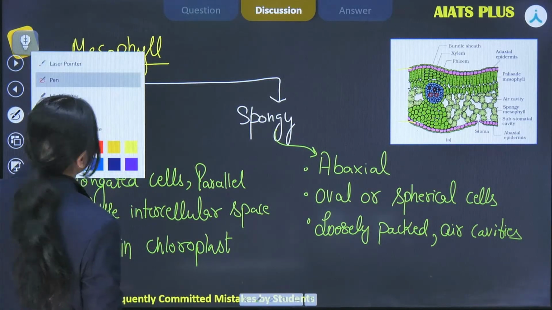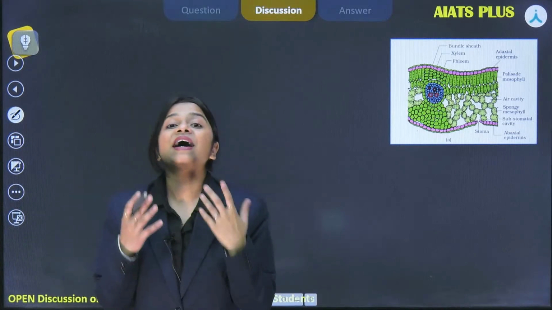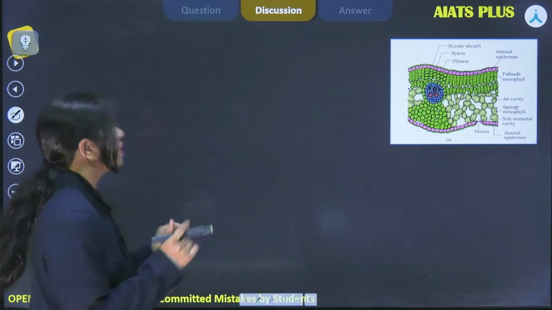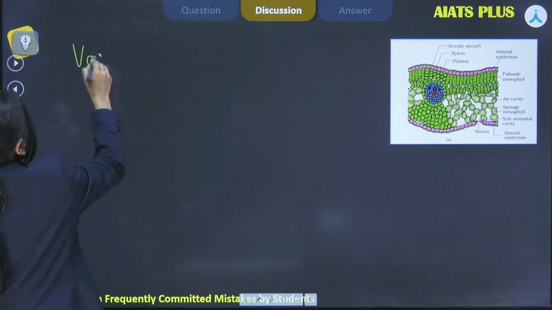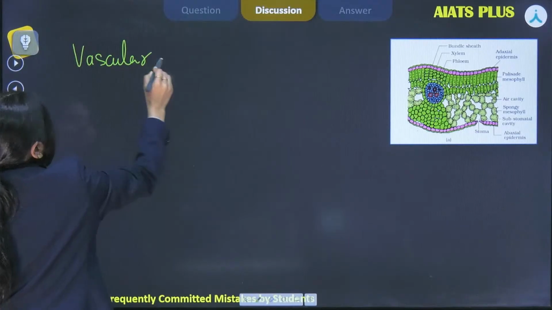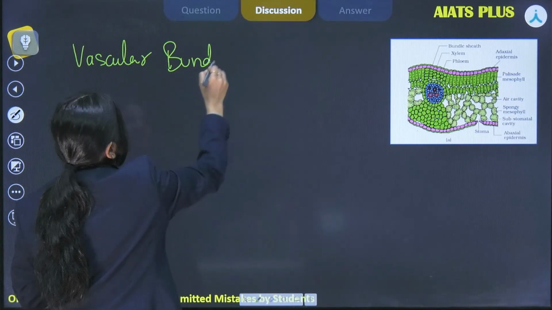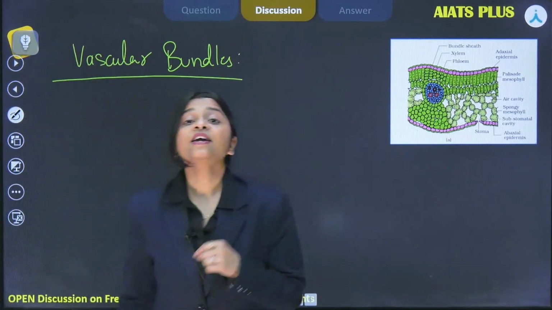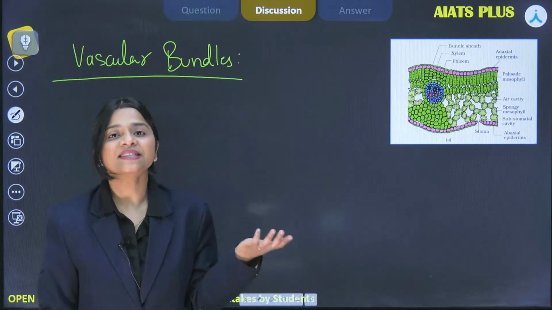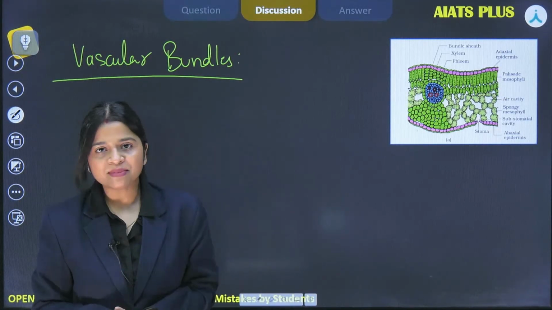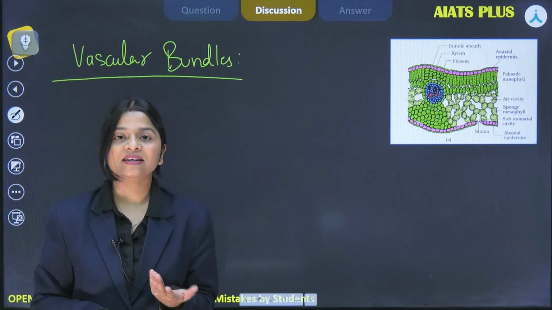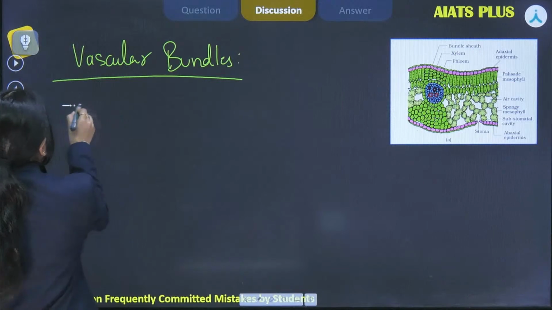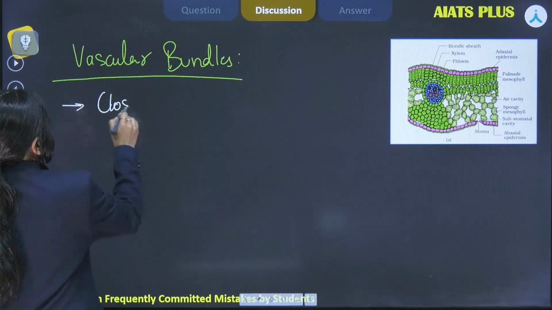Now we have to see the other one, that is the vascular bundles. We have discussed epidermis, we have discussed mesophyll. The third one is the vascular bundles. Now in case of leaves, the vascular bundles are closed because leaves do not show secondary growth and cambium is absent, and if the cambium is absent, we call it a closed vascular bundle, right? Now we have the closed vascular bundles.